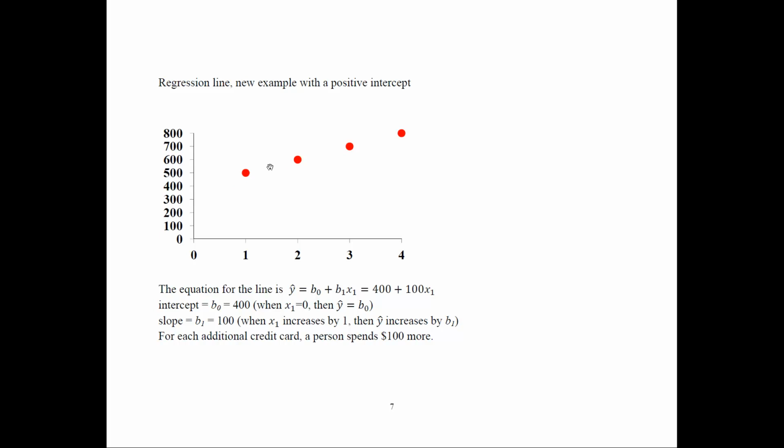So notice how we are going to interpret the slope here is that for each additional credit card that we have from 1 to 2, a person would spend $100 more. So notice that the slope of this line did not change. Only the intercept changed. So the 400 changed here, but the 100 did not change. So the interpretation of this coefficient is exactly the same.